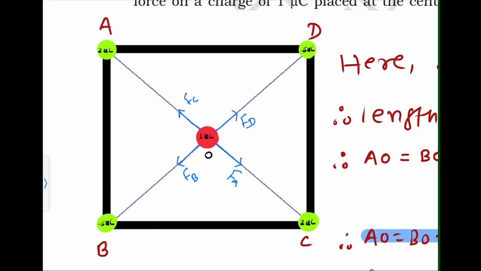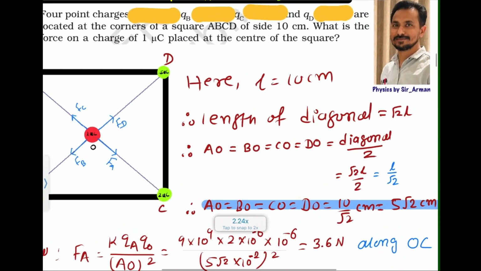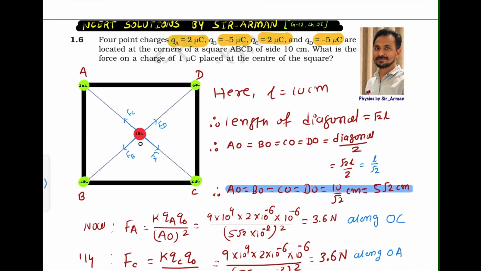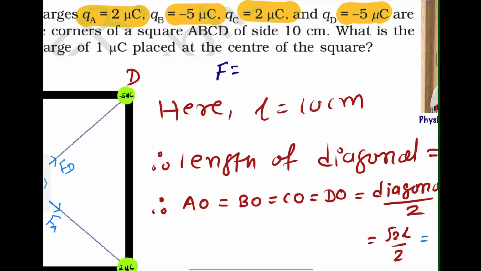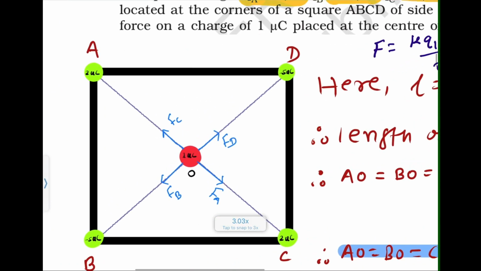Now let us put it mathematically. When we want to use Coulomb's law, what is Coulomb's law? F is equal to K Q1 Q2 by R square, where R is the distance between the two charges. So in all the cases, here there is A and here we have 1 microcoulomb. So the distance is half of the diagonal.